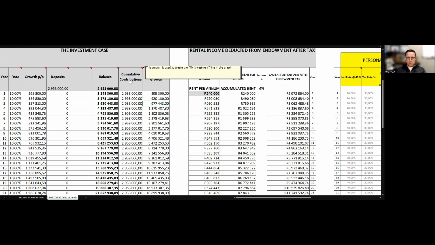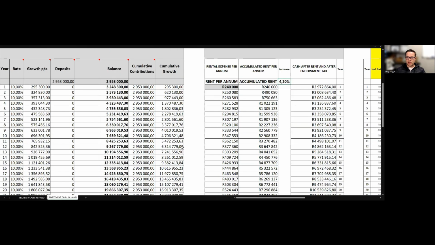You'll see your cumulative contribution, because the client is not contributing monthly, only contributed in the beginning. And after about year 7, you can see the client doubled his money. And after about year 8, you can see that the growth received on this investment becomes more than the actual contributions or the initial contribution made. So let's stick to the year 10. In this case, year 10, the balance is 7.6 million. Right, let's look at the client's rental payments.